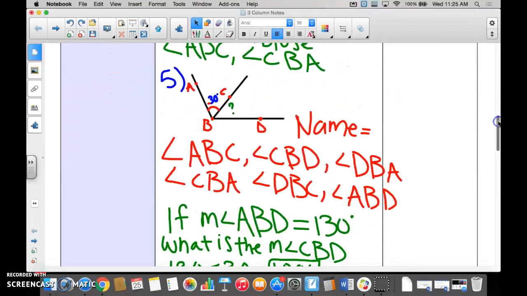All right, for number 5, we started with the names, so we're going to ignore the 30 degrees for right now. So first we start with the names, and we have the names of either angle ABC, angle CBD, angle DBA, angle CBA, angle DBC, or angle ABD. We cannot call it angle DBC.